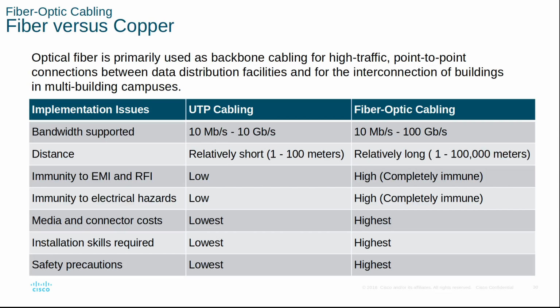With unshielded twisted pair, the media and the connectors are cheap, it's easy to install, and you don't really need any safety precautions for dangers coming from actually touching the equipment when you're installing it. Fiber, on the other hand, is very expensive, both the media and the connector. It requires a lot more skill to install, and you have to have higher safety precautions because there are significant hazards when you're installing this.